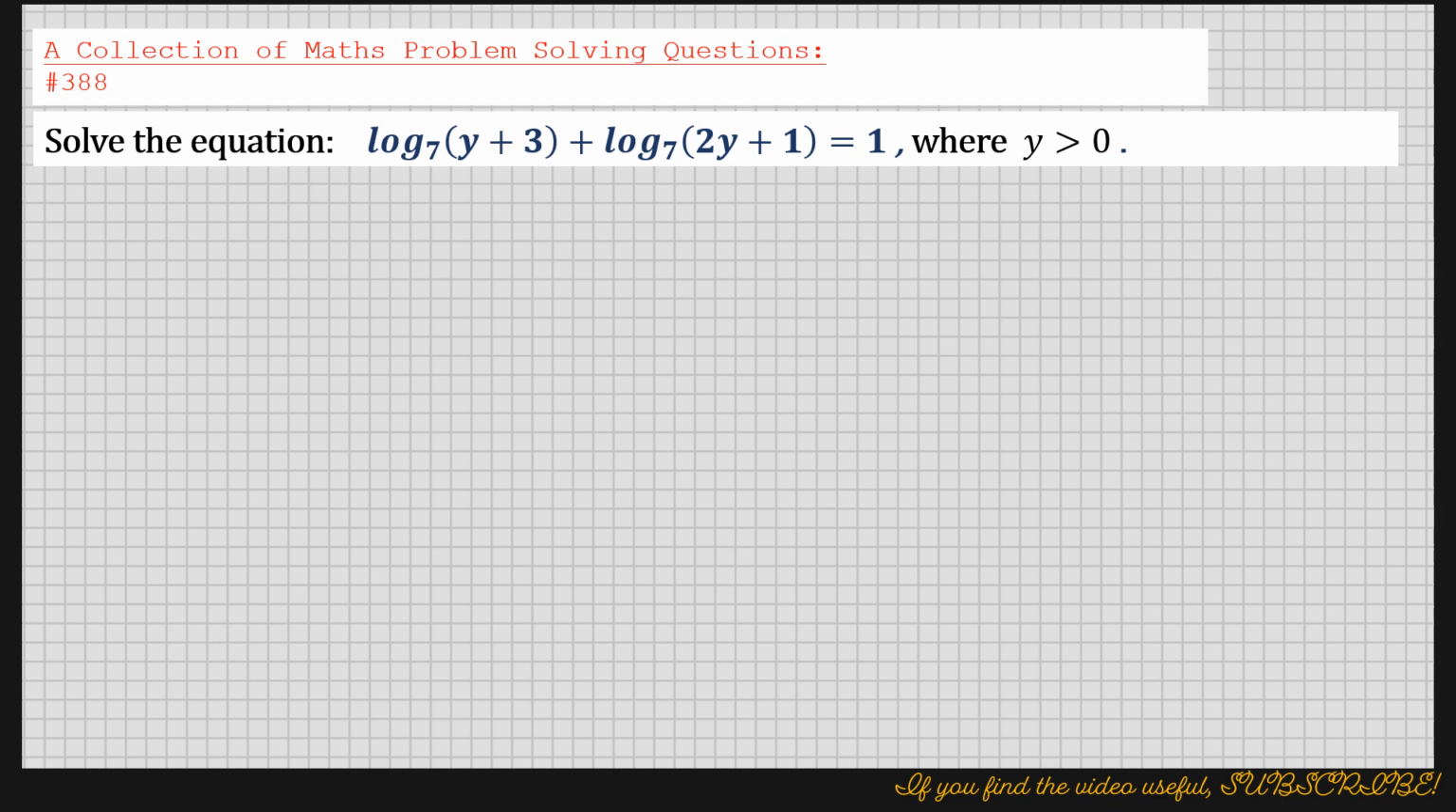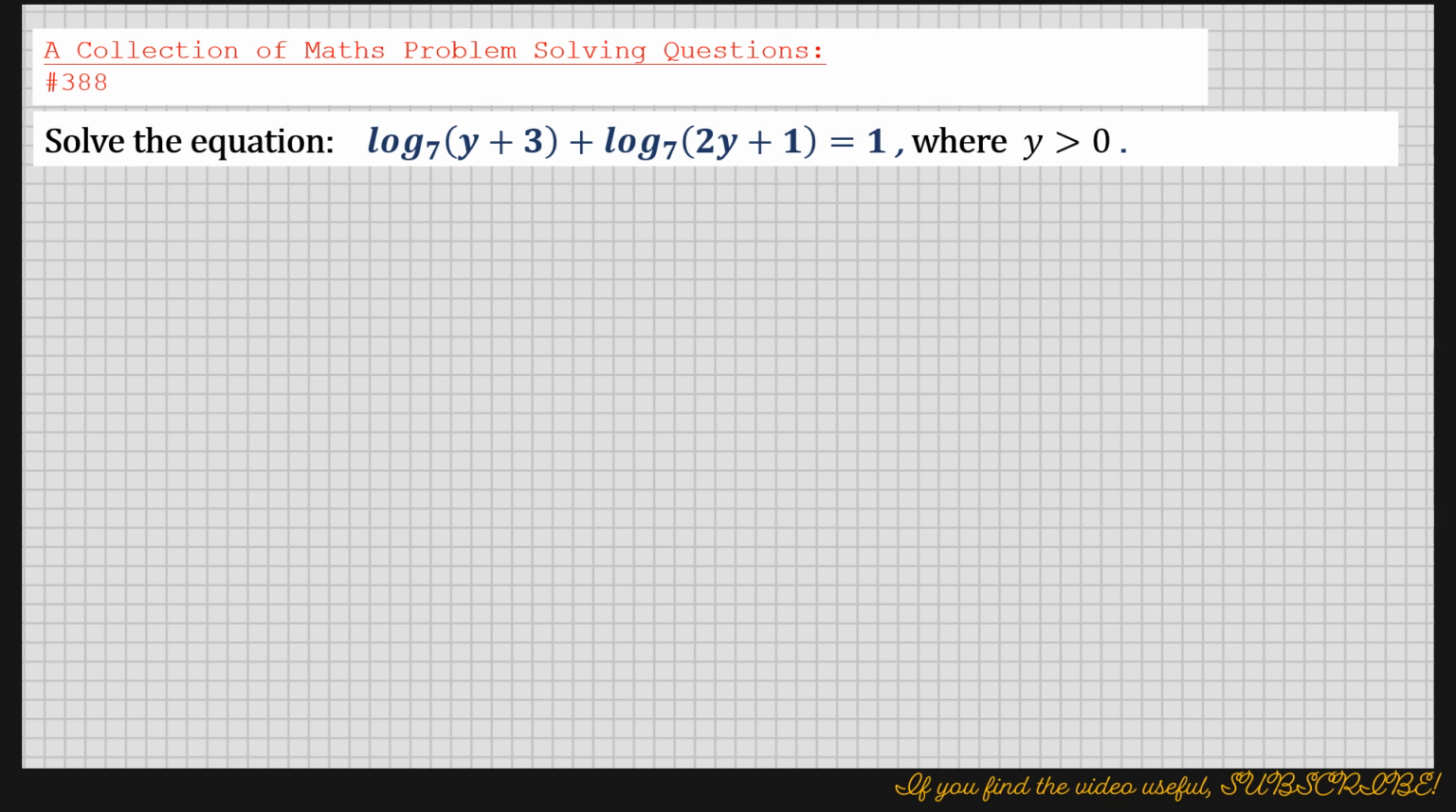Solve the equation log to the base 7 of (y plus 3) plus log to the base 7 of (2y plus 1) equals 1, where y is greater than 0. So the question uses logarithms, so we need to be aware of the law of logarithms that we will be using to answer this question.